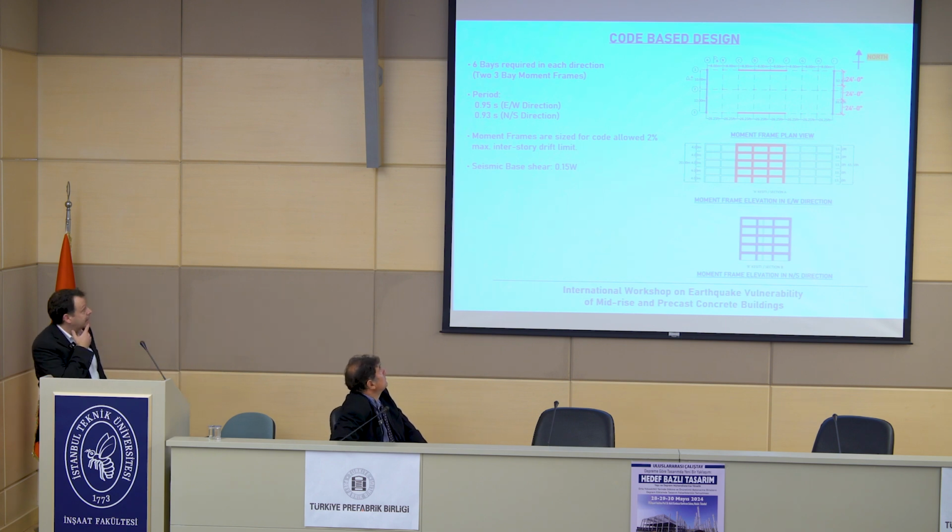Okay, so for the code-based design, what we ended up requiring was 6 bays in each direction. So 1, 2, 3, 1, 2, 3. So a total of 6 bays in each direction. And the period that we're obtaining was 0.95, 0.93 in the east-west, north-south direction.